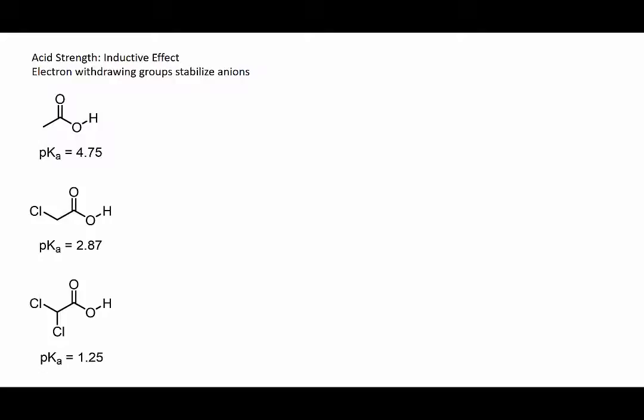Also, if you have an inductively electron withdrawing group, inductively just means across a couple of bonds, the electron withdrawing capability of that atom will stabilize the anions. Again, let's draw the conjugate bases here. If we make acetate, this is stabilized by resonance, so that's why we have a relatively low pKa.